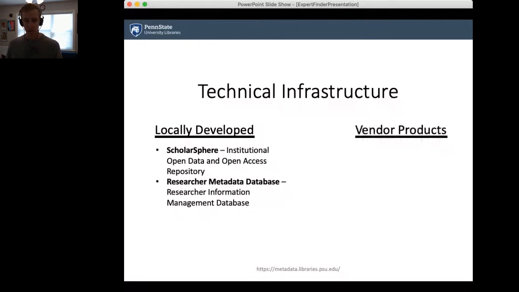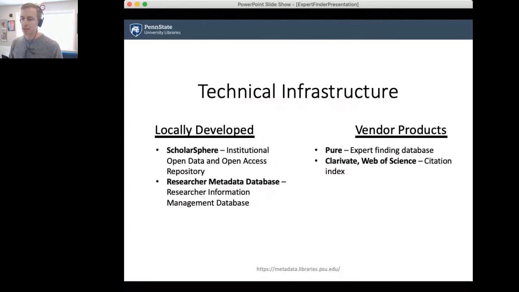And then we've heard about some of the vended products that the other folks have as well, or have been presented on. One is Pure, which is essentially our expert finding database. So I don't need to go into depth on that because there's been another presentation on it. We also have Clarivate or Web of Science. So similarly to Pure, we get a set of publication or citation data for our researchers that we could access. Additionally, we've been able to link in grants and scholarships through this data as well.